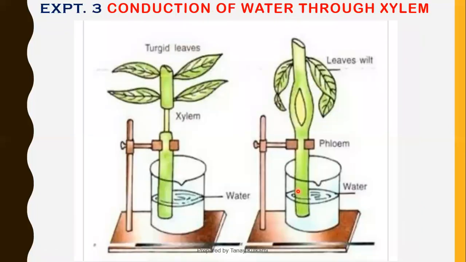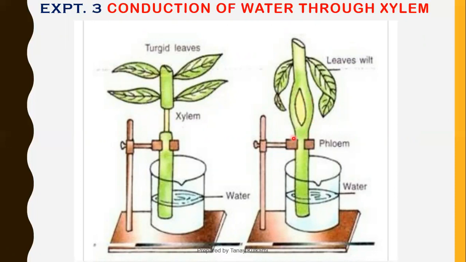Experiment number 3, to show that conduction of water takes place through xylem. We have to take two leafy shoots of the balsam plant again, which have been cut under water to prevent any air bubbles getting into them. Keep their lower ends dipping in the water for some time. Then remove about 3 centimeters of the outer portion, that is phloem, of the stem in one of them, as you can see in this setup. Here we have to take care that the internal part should be intact.